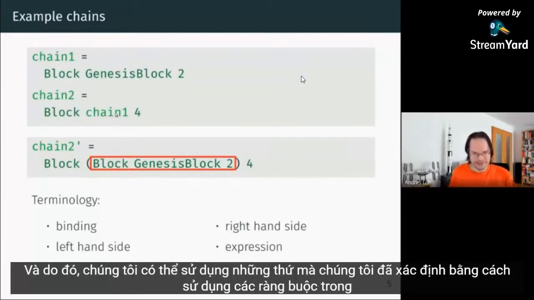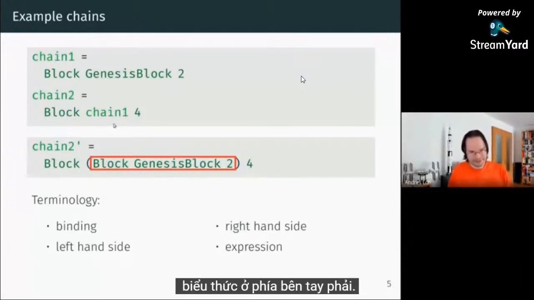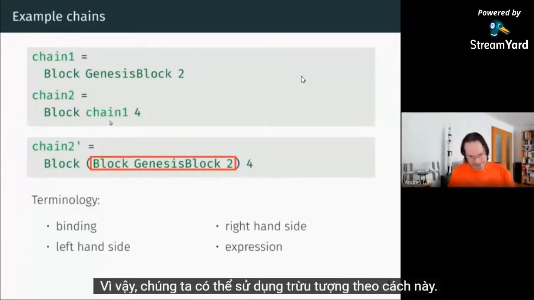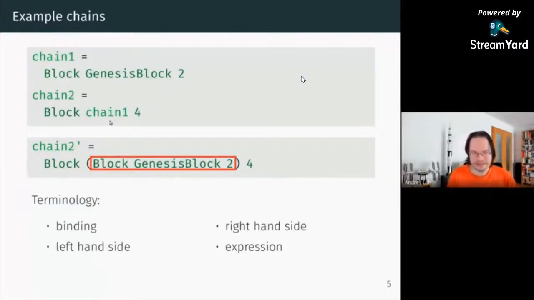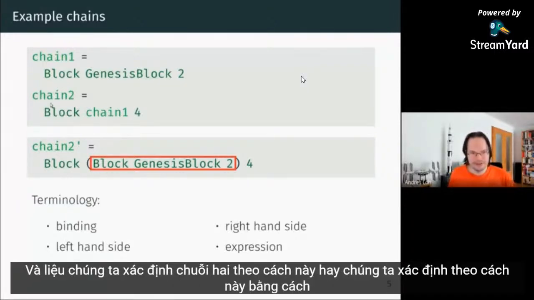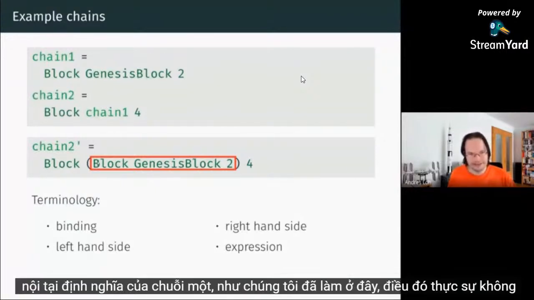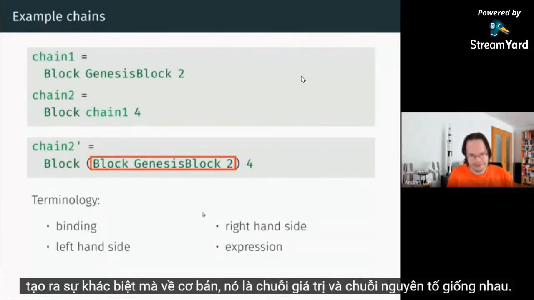And so we can use things that we have defined using bindings in other expressions on the right-hand side. So we can use abstraction in this way. And whether we define chain 2 in this way, or whether we define it in this way by inlining the definition of chain 1, as we've done here, that really doesn't make a difference. It's essentially the same chain value.